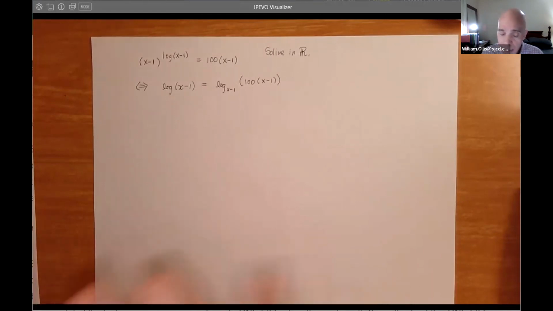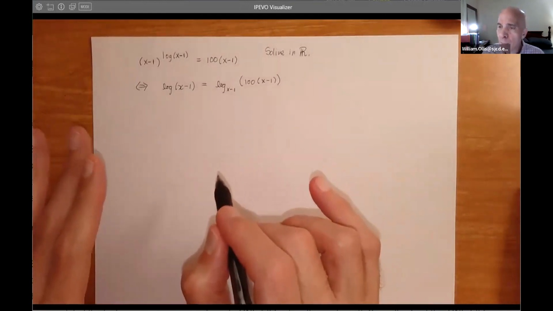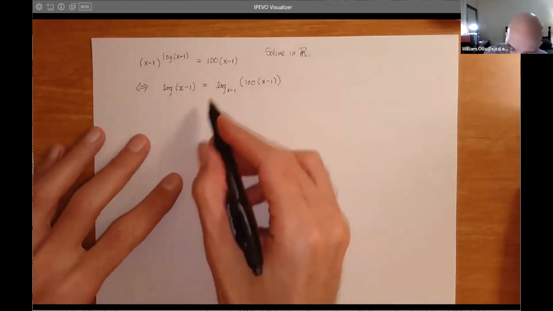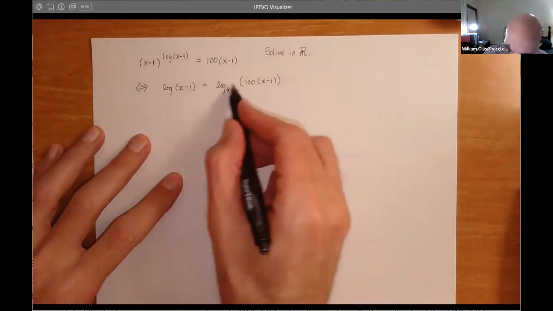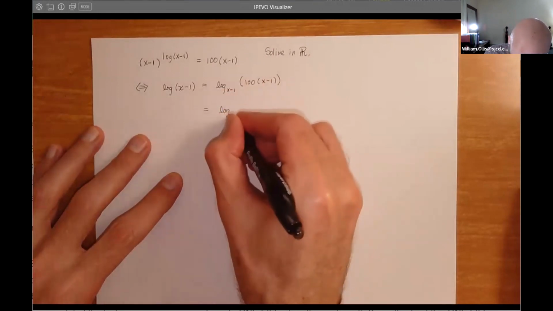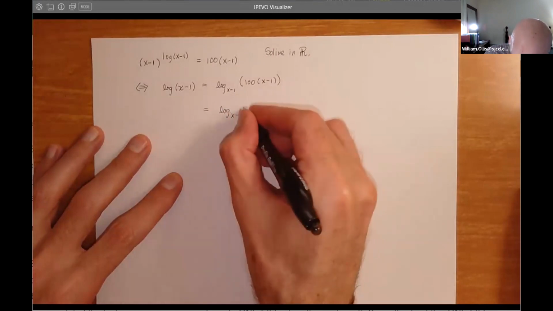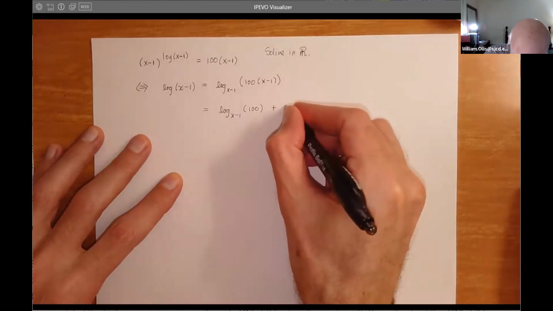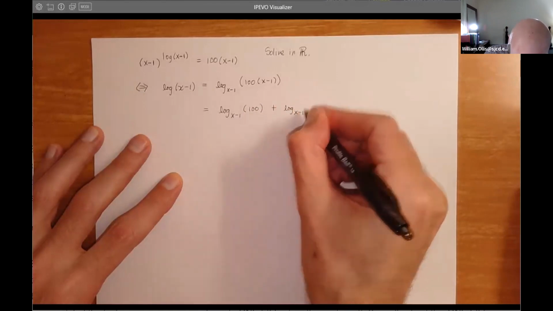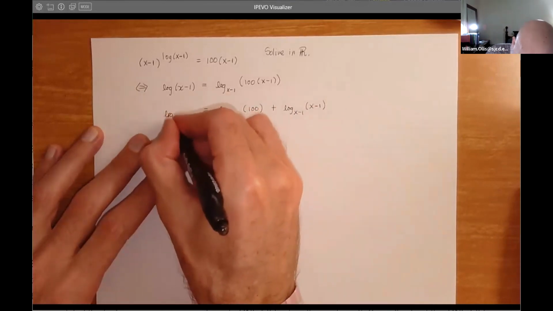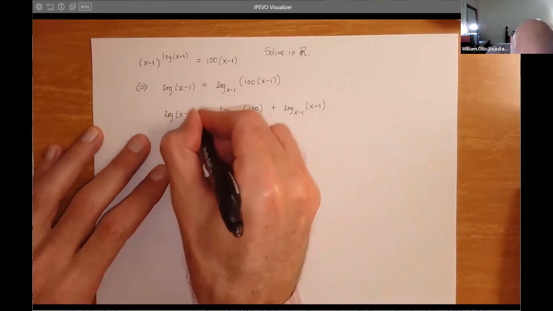But with that said, I love this problem because it highlights all of the essential details. And then as we work other problems, you'll be like, oh, I get it now. So notice here, this side is fixed, but we can apply the product rule here. So we have the base x minus 1 log of 100 plus the base x minus 1 log of x minus 1. And of course, this is the base 10 log of x minus 1.